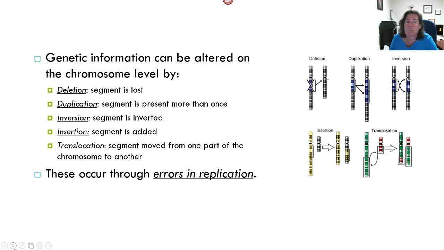Genetic information can be altered at the chromosome level by 5 different processes. First is deletion, in which a segment of the chromosome is lost. Duplication, a segment is present more than once. Inversion, the segment is inverted. Insertion, a segment is added. And translocation, a segment is moved from one part of the chromosome to another. All of these mutations occur through errors in replication during meiosis.